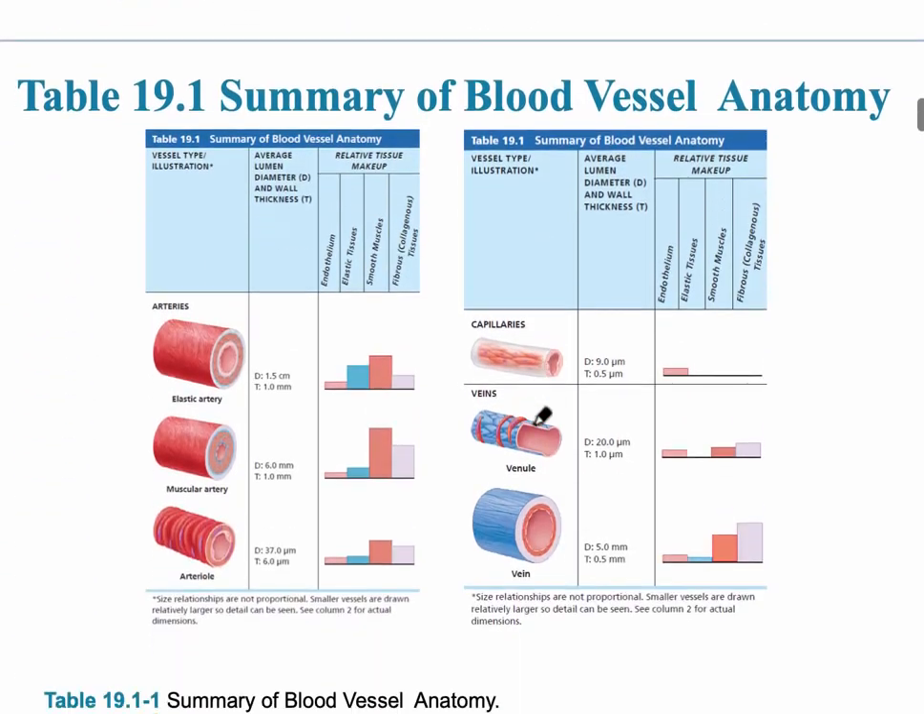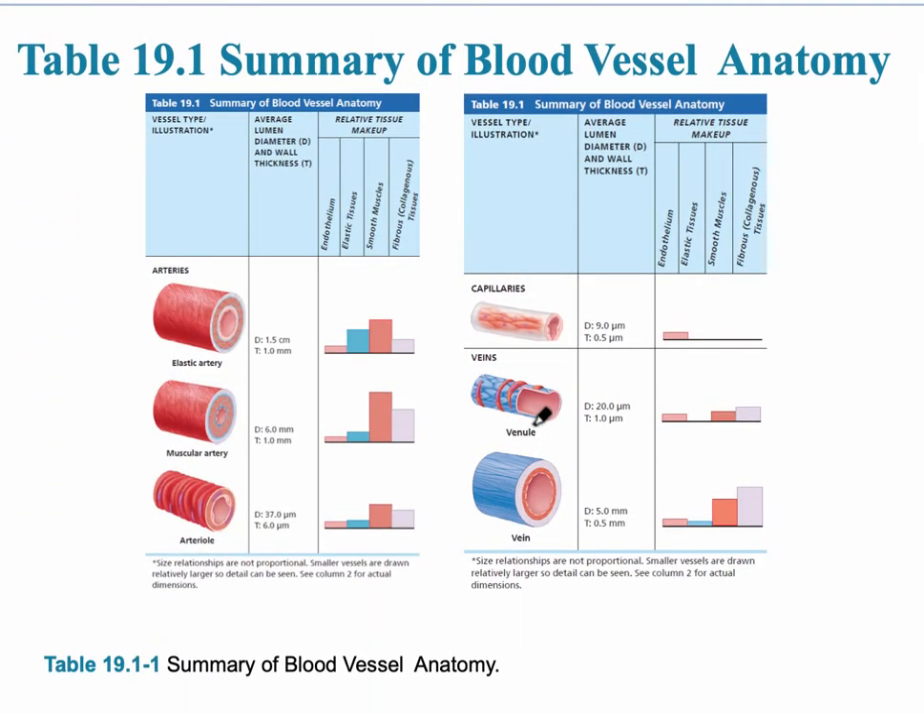Our next slide is showing a graph which is comparing the difference between the makeup of the arteries. So remember that the arteries have three main subcategories: the elastic artery, the muscular artery, and the arteriole. The veins have really two subcategories. There's the venules and then the veins. So let's look at the differences.